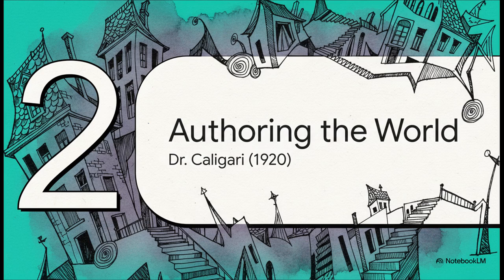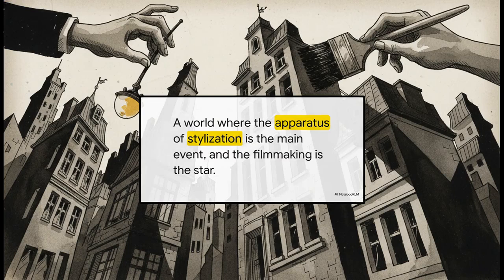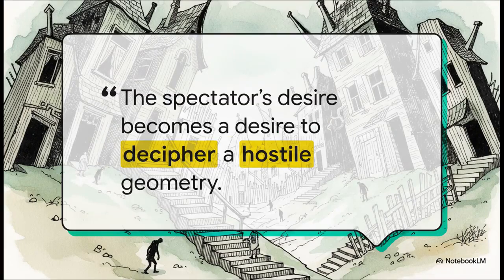It's right there on the surface. See, in The Cabinet of Dr. Caligari, the film doesn't even try to hide its power over you. The whole point is to show you a world that is visibly, obviously authored. The filmmaking itself, the wild sets, the crazy angles, what the source calls the apparatus of stylization, that's the real star of the show. Now, this is so interesting because it totally flips our role as the audience.